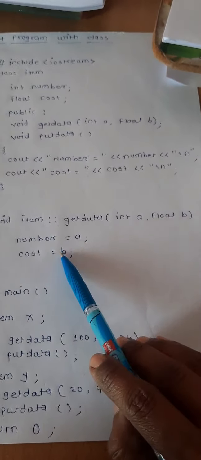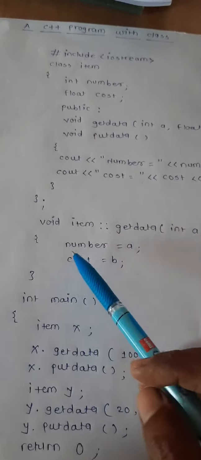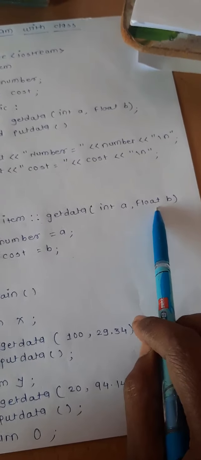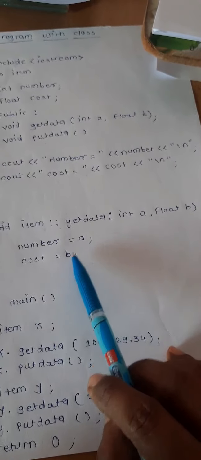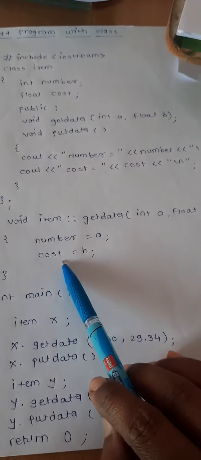Here we write the definition, so a semicolon is not required here, and at the next line we write the definition. Whatever value we take for a and b, that value is allocated to a and b respectively, and then it is allocated to number and cost.